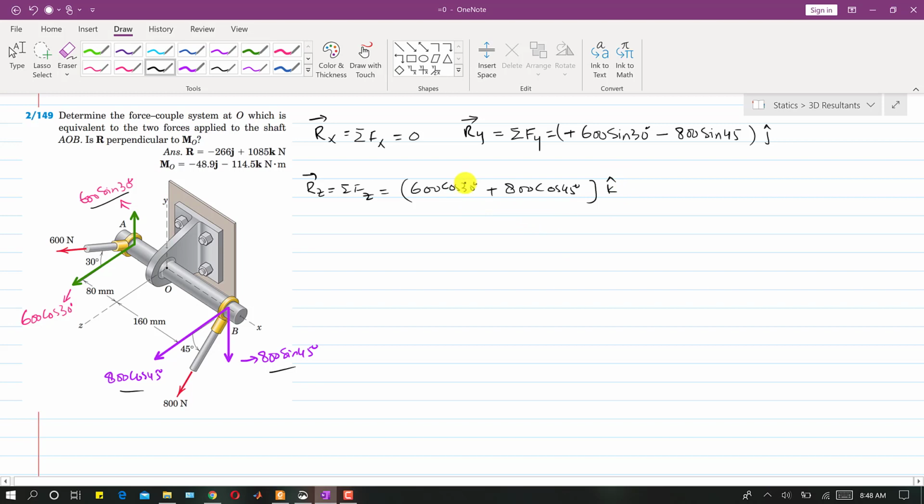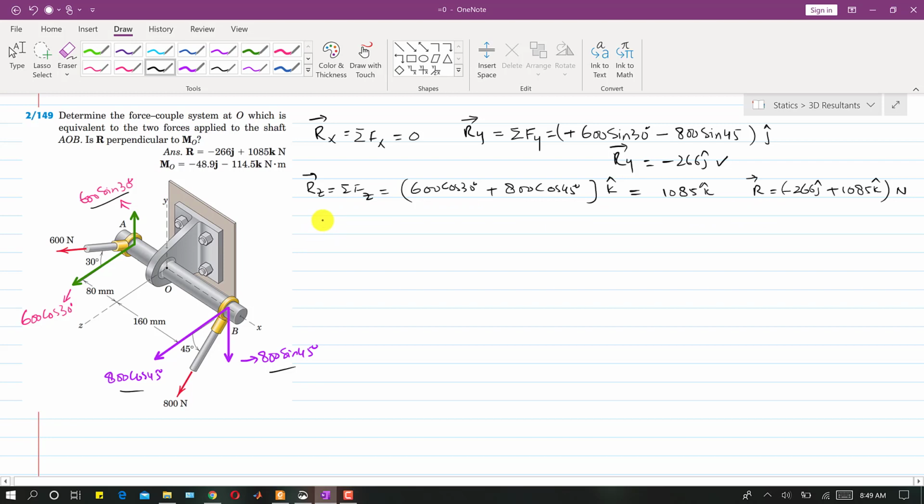So let me solve this. When we solve this, Ry comes out to be minus 266j, and Rz is 1085k. So we can write the resultant like this: minus 266j plus 1085k, and this is in newtons. So this is the resultant of these two forces.